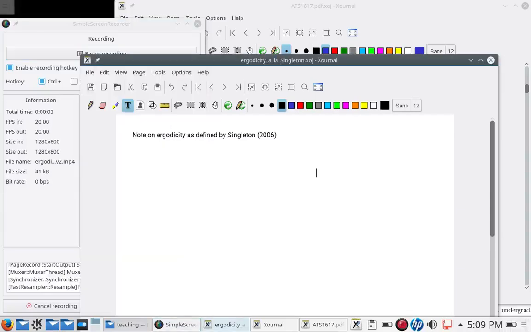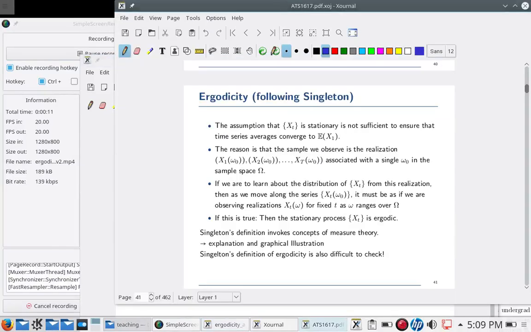So this video provides some additional insights into the definition of ergodicity as defined by Singleton. That is this slide in the script, where basically stated that, as mentioned in the lecture, stationarity would not be sufficient to have a law of large numbers working for us. We need this notion of ergodicity that we need to invoke.